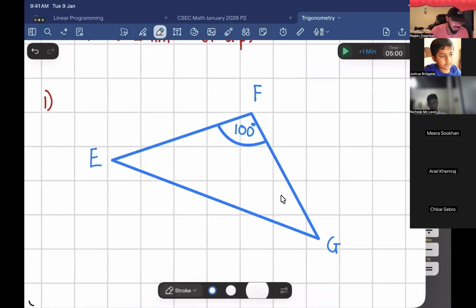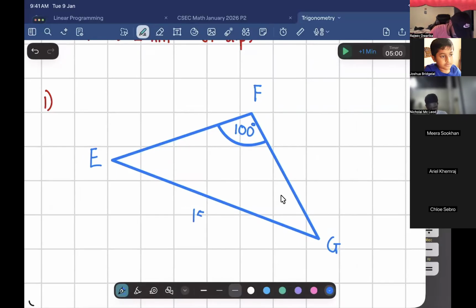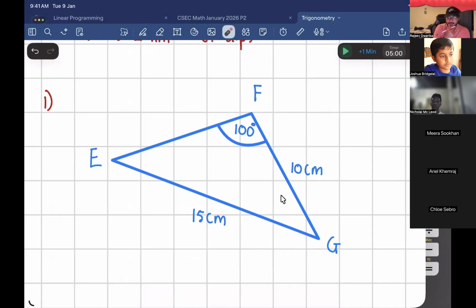Okay, as soon as I put the information down, I want you all to tell me if I could use the cosine rule or not. So I'm going to put 15 centimeters. Could I use the cosine rule on this question and why? No, sir. All right. What do I need to use the cosine rule? An included angle. Do I have an included angle here? No, sir. If I knew what G was, that would be an included angle, right?